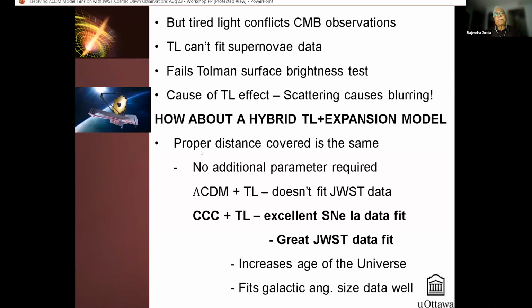And then lambda CDM plus twilight, this is the first one I tried, because naturally, when I wanted to try something, let me try lambda CDM plus starlight, but it doesn't fit the James Webb data. Then the CCC, covariant coupling constant plus starlight model, gives an excellent supernovae data fit as well as a great James Webb data fit. But it increases the age of the universe. That was my major concern. It almost doubles the age of the universe. But they fit the galactic angular size data very well.